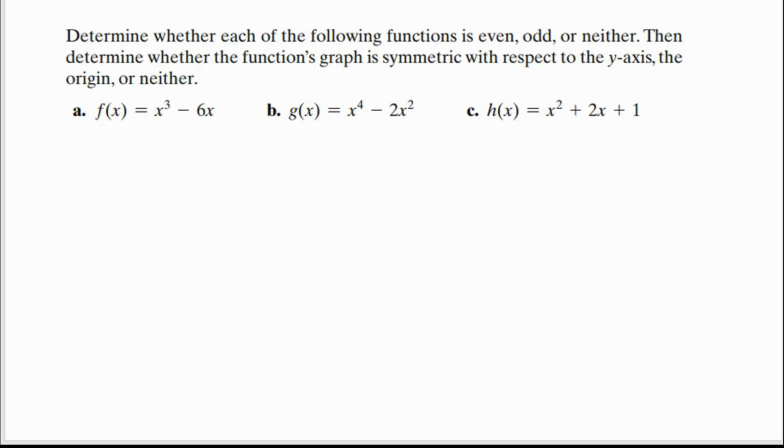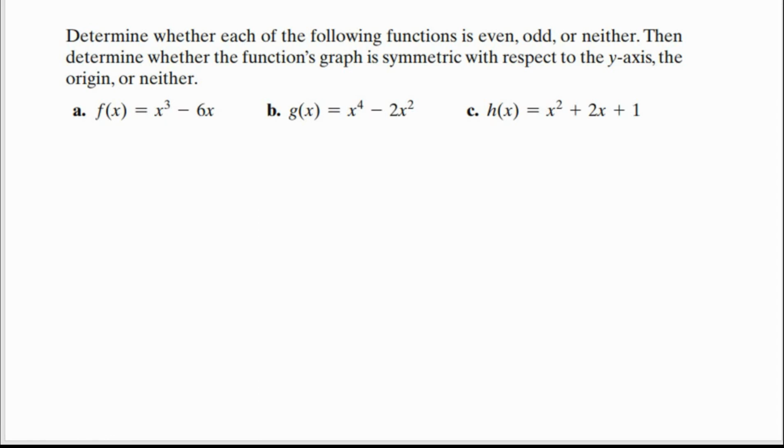Here, look at the powers. The second power, fourth power, even. Now look at this power for part C, x squared, the second power, that's even, but this is x to the first power. So here, I'm going to get neither. See that? So either we're talking about a function that's completely even, it's completely odd, or it's neither.